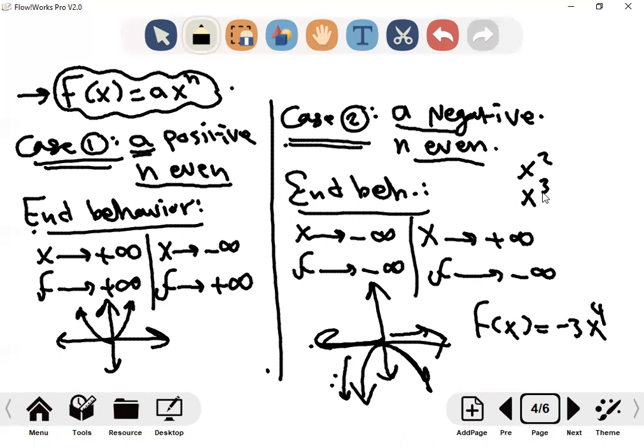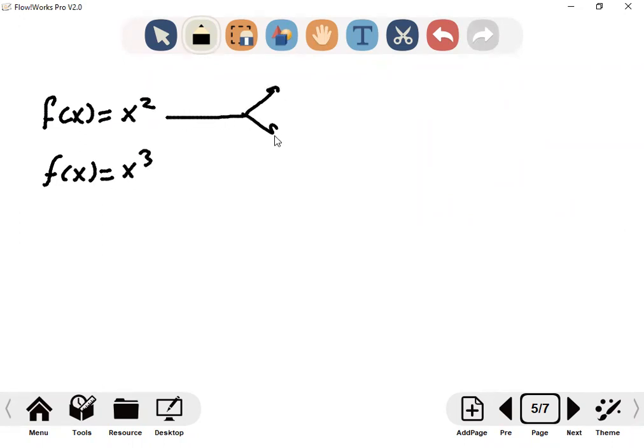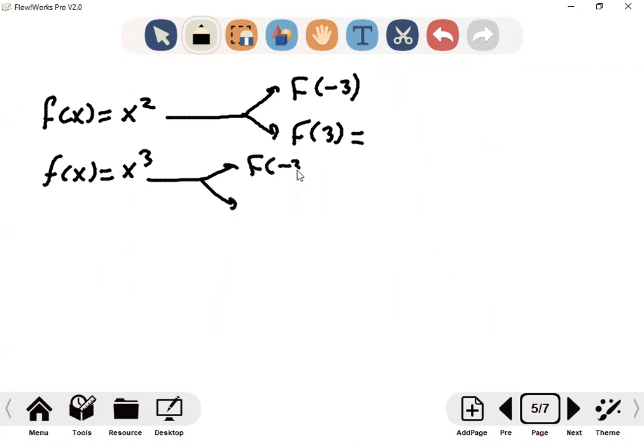The odd powers, positive gives positive, negative gives negative. Let's see how or why. For example, look at the board. If f of x equals x power 2 and f of x equals x power 3, if I put f of negative 3 and f of 3 here, and here also, f of negative 3 and f of 3, okay?